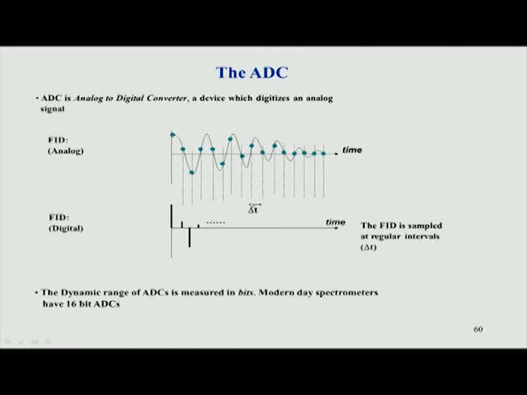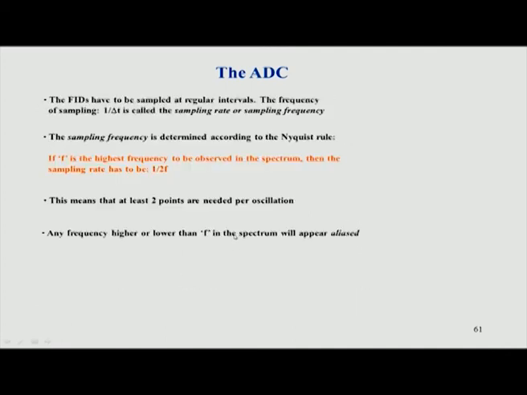This is very useful to keep in mind, and this FID is sampled. We use the word sampling, we sample at regular intervals. Finally, this digital data is what is given to the computer, and that is what is Fourier transformed, and a spectrum is given to you. This digitization is essentially carried out by what is called an ADC, analog to digital converter. This is how it digitizes the FID signal, and it is stored in the computer.